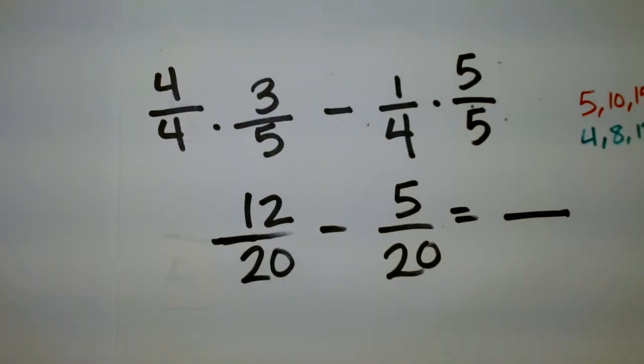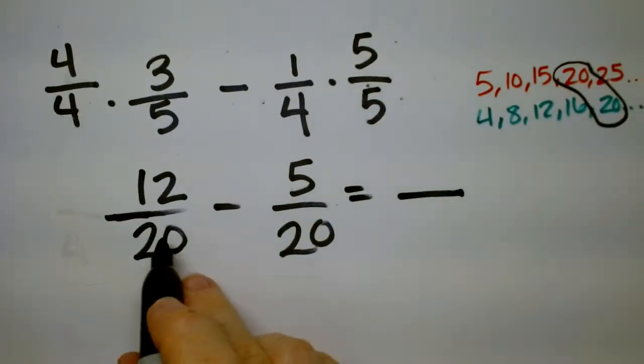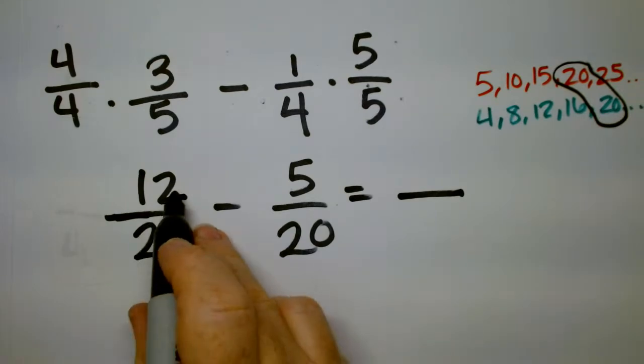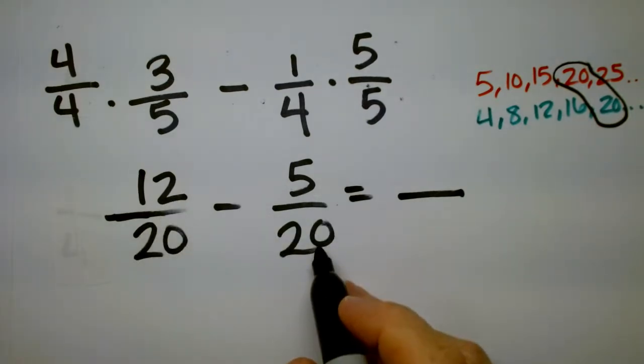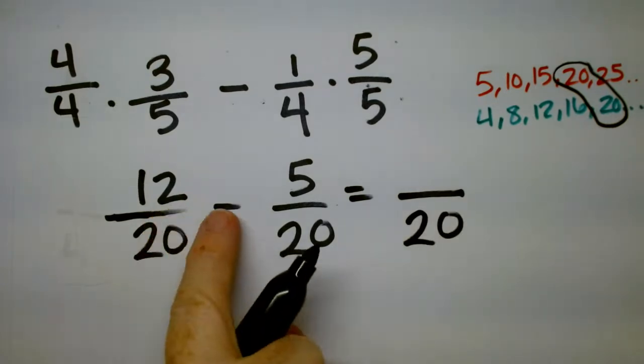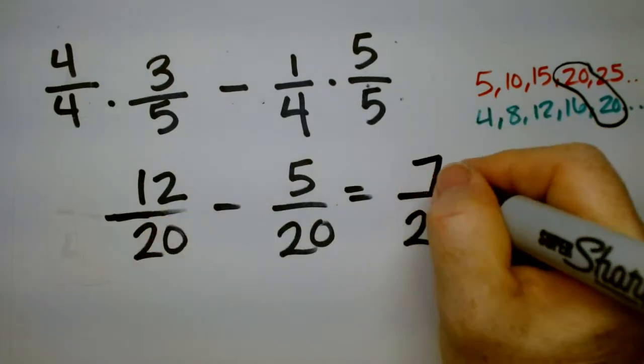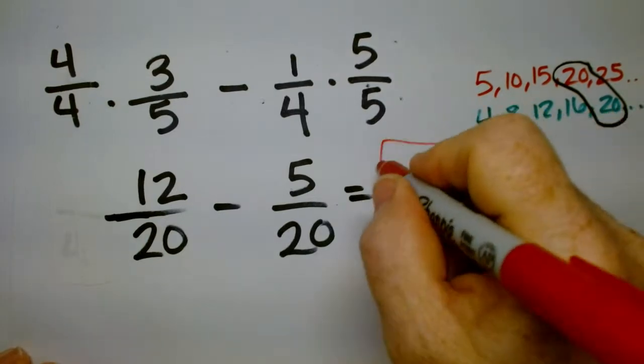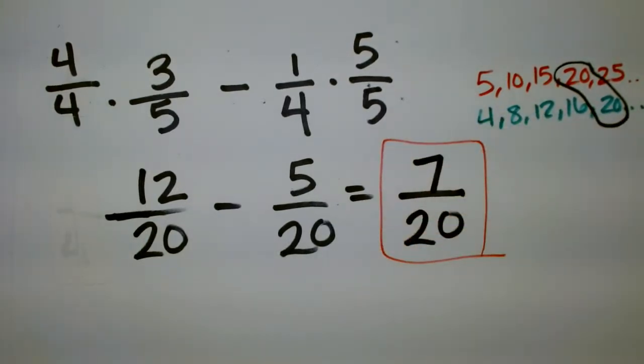Okay, can you help me with the last part? Yeah, so 12 over 20 minus 5 over 20. Okay, so you know the denominator is going to be the same because you check, they match. 12 minus 5, this is the fun part, right? Yeah, and there is your final answer, which cannot be reduced anymore. That's as far as you can go.